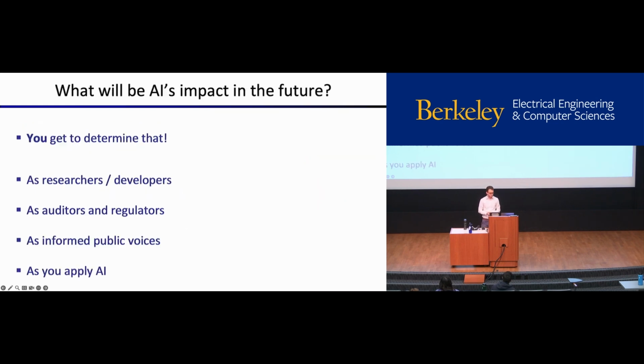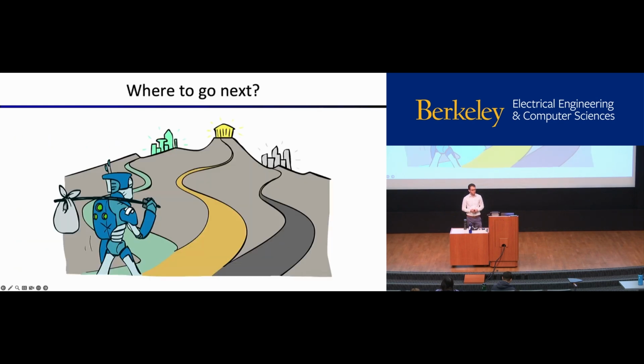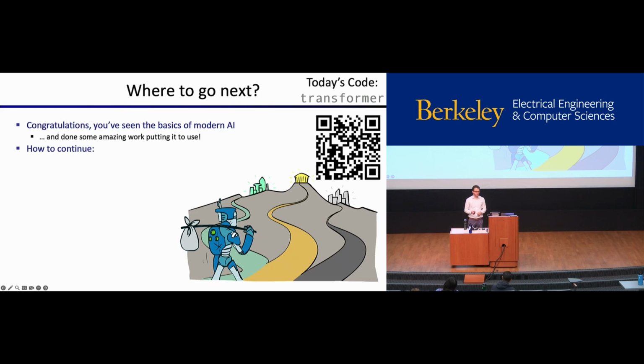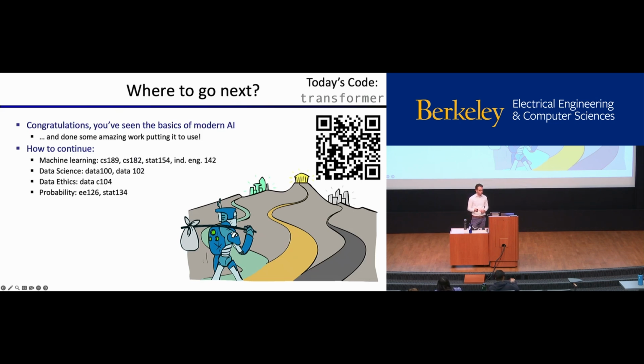Okay, so what will AI's impact be in the future? Well, that's kind of up to you now, because you have all the tools that you need. You could go off and do research, or become an engineer, or be an auditor or a regulator, or just someone who's informed about AI. You can go off and do whatever you want with this stuff. You can try and figure out which classes you want to take next. There's a long list of classes. Here's the code for this class, but here are lots of classes that you could take next.